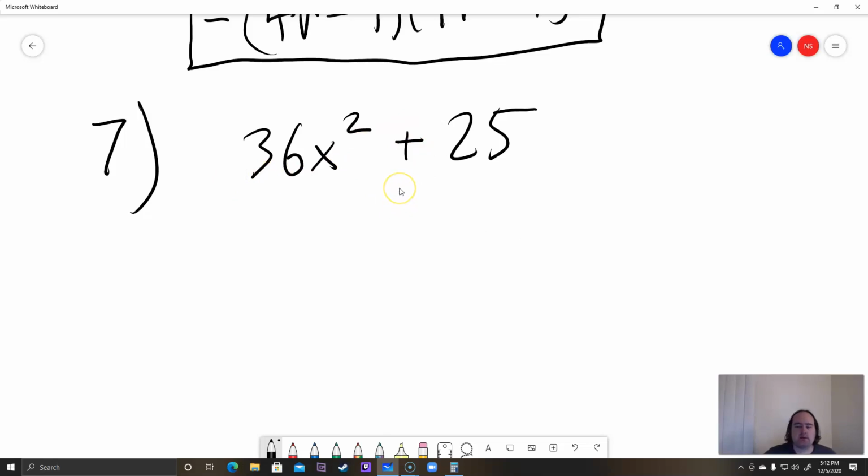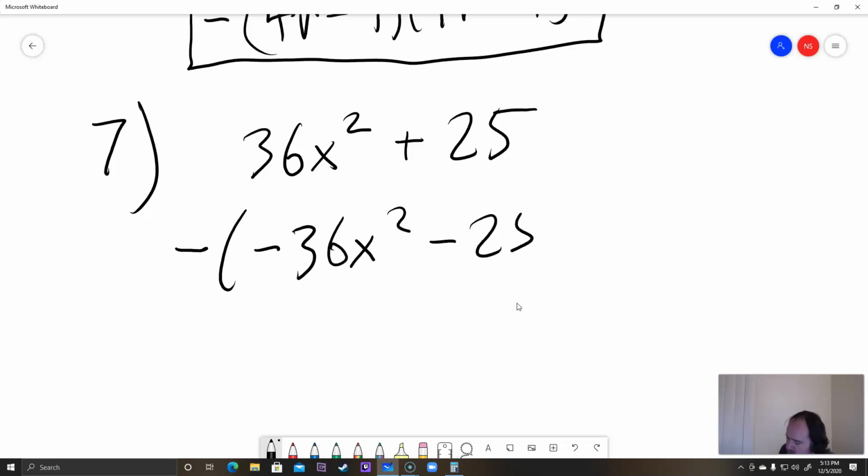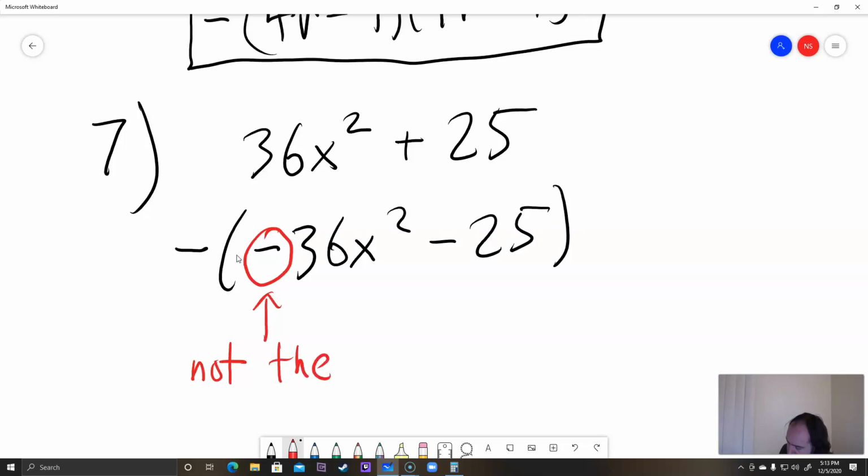So you might think, oh, well, maybe it's just like the last problem. Maybe I can just go ahead and factor out a negative 1, and maybe that'll do it. But that's actually not going to work. So if I factor out a minus here, that's going to switch the sign of both terms. So we would have a negative 36x squared minus 25. So if I factor out a minus here, remember the first term actually has to be positive and the second term has to be negative. So the problem here is because the first term is negative, it's considered not the difference of squares.